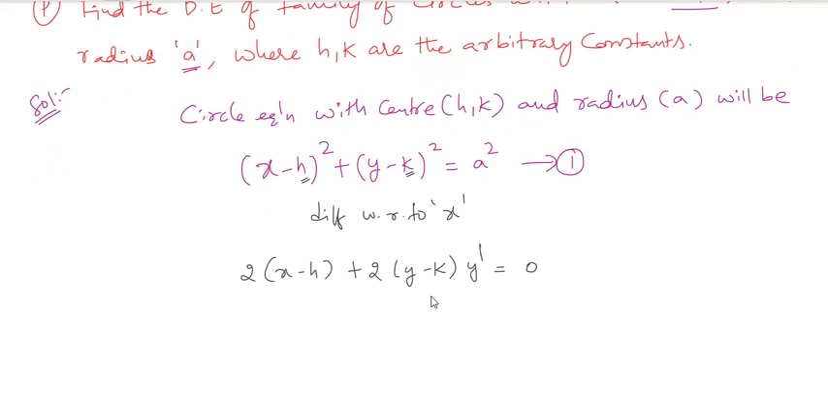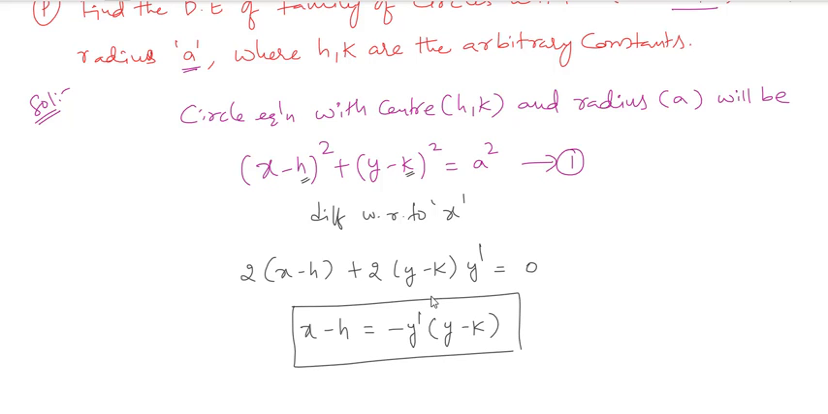If I take both of these, I'll have here x minus h is equivalent to minus y dash into y minus k. I can take it as this. Am I correct or wrong? Yes. That I am directly taking, I can replace it as.